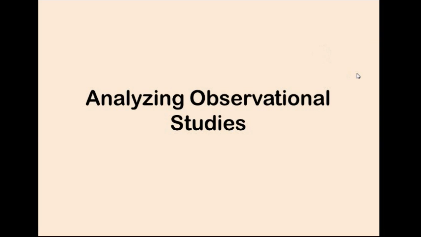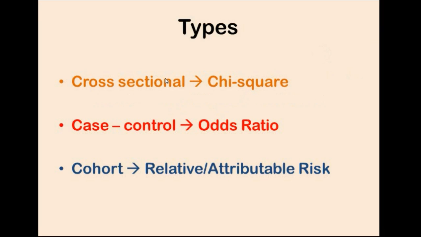Now let's look at analyzing observational studies. So these are the three main studies I talked about from the observational studies. There's cross-sectional, case control, and cohort studies. Each one of them has its own separate way of analyzing the data. Cross-sectional studies use chi-square, which is something that would be covered in biostatistics. Case control uses odds ratio, and cohort uses relative or attributable risk.